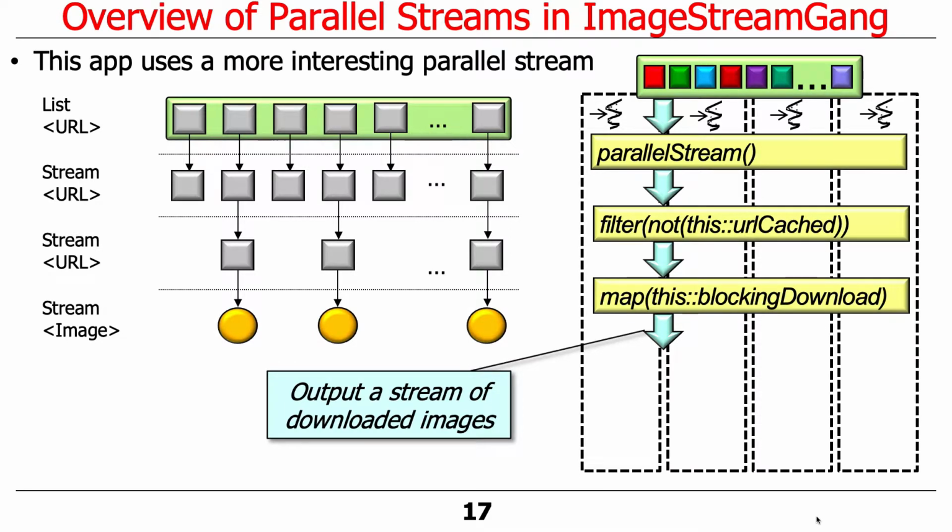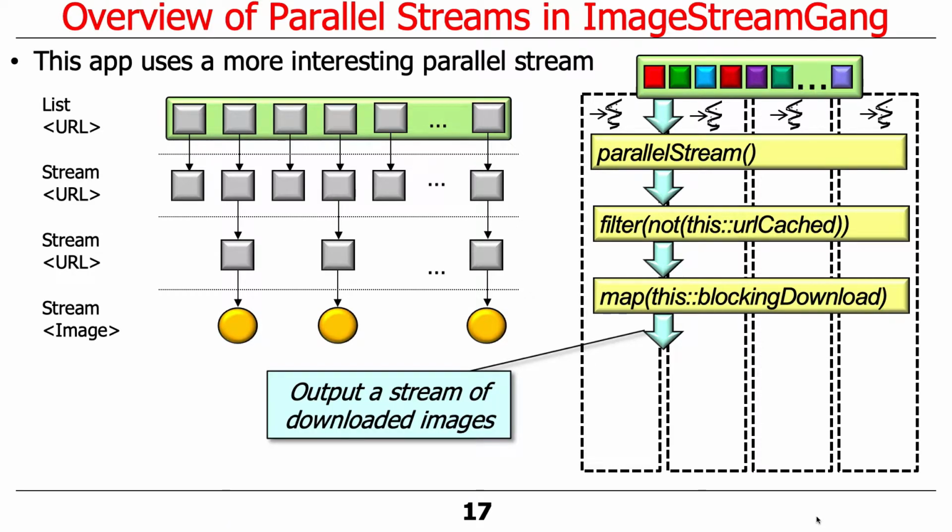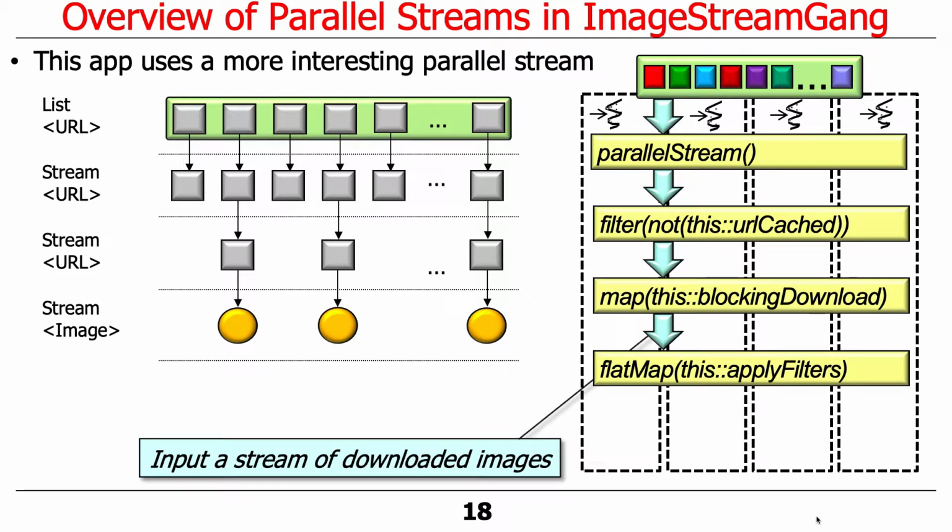Now at this point, we've gone from what we had before, which were URLs. Notice how we had URLs, list of URLs, stream of URLs, and so on. And now we've done map, and now we have a stream of downloaded images. And so that stream of downloaded image objects is then going to be fed into the flat map intermediate operation.